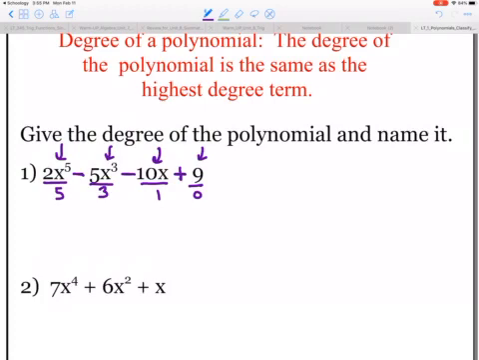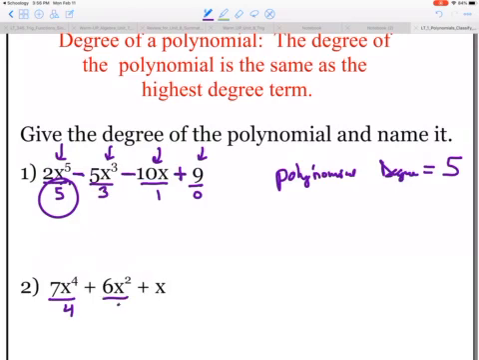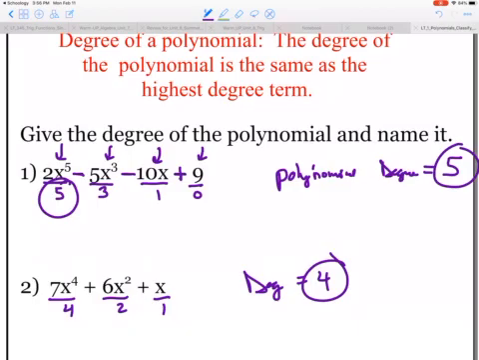So the degree of the polynomial is the highest of those, which is going to be 5. So that is a 5th degree polynomial. This one is 4, this one is 2, and this one is 1. So the degree here is 4. So this one is a trinomial of degree 4.